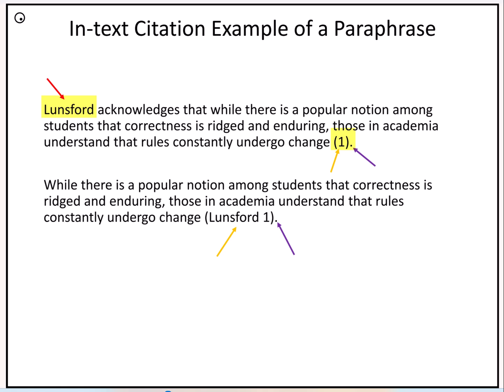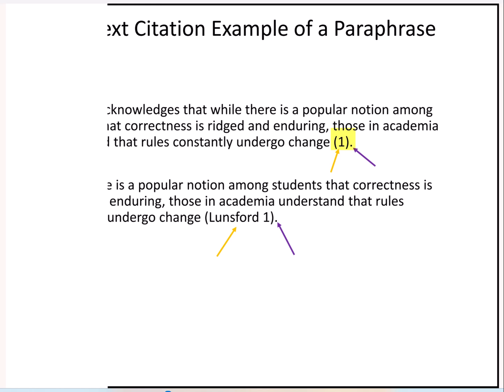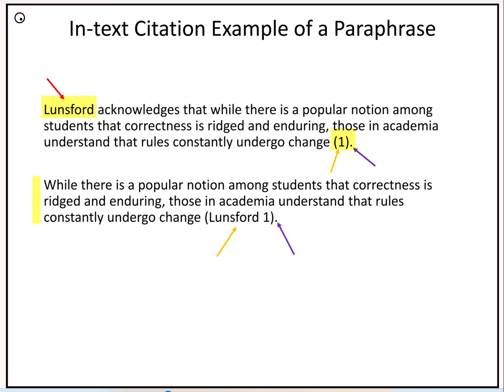And again, as with the quotes, if we don't want to use the author's name first in a lead-in sentence, then we're just going to give the paraphrase. While there's a popular notion among students that correctness is rigid and enduring, those in academia understand that rules constantly undergo change, right? So we give the paraphrase, and then in the parenthetical citation, we will put Lunsford 1. So paraphrases act just like quotes when we introduce them into our in-text citation. We have to introduce the author and the page number from which we're finding this material.